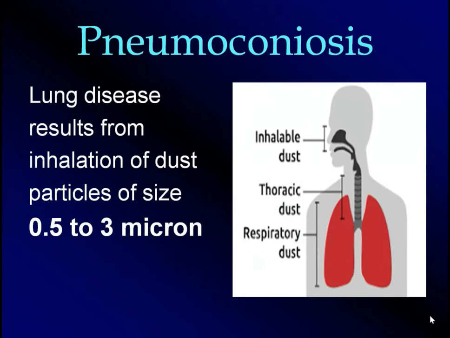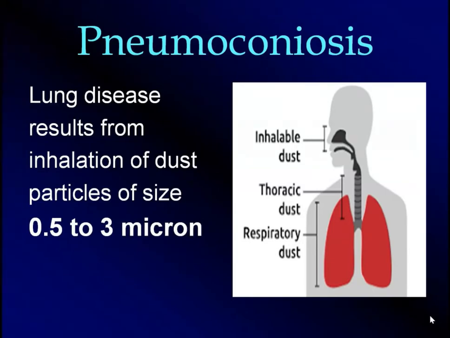Inhalation of dust particles causes a lung disease called pneumoconiosis. It is a lung disease that results from the inhalation of dust particles of size between 0.5 to 3 microns. This size is very important. Particles in this particular size range are inhaled into the lungs; they are called respirable dust. That condition is called pneumoconiosis.